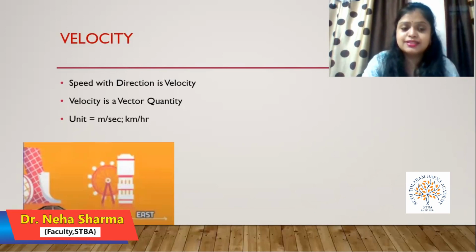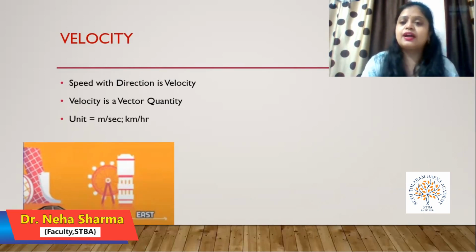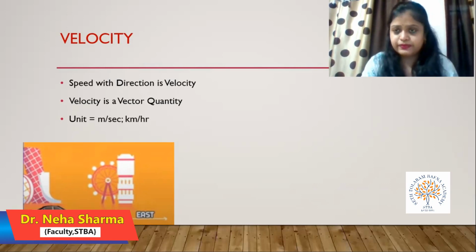As in this example, suppose I say that some car is moving with 40 kilometers per hour. If the statement is only up to 40 kilometers per hour, we can say that it is a speed. But if I say that the car is moving in the east direction with 40 kilometers per hour, then in that case we are talking about a velocity, because velocity includes a direction part also. So velocity is a vector quantity because it includes a direction.